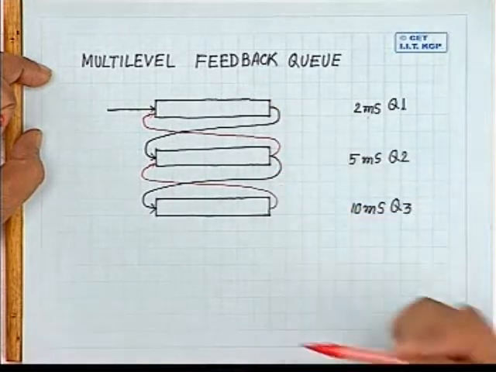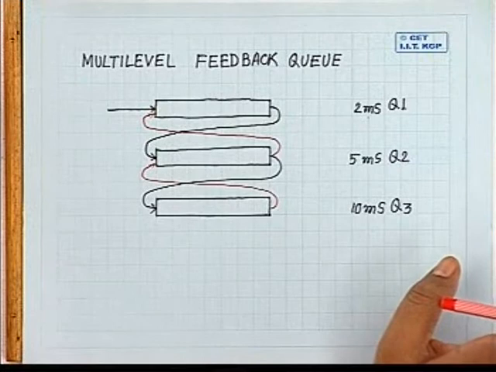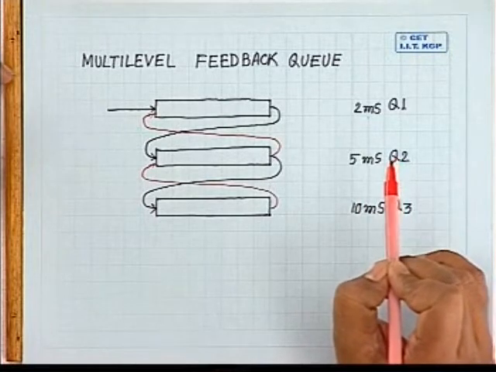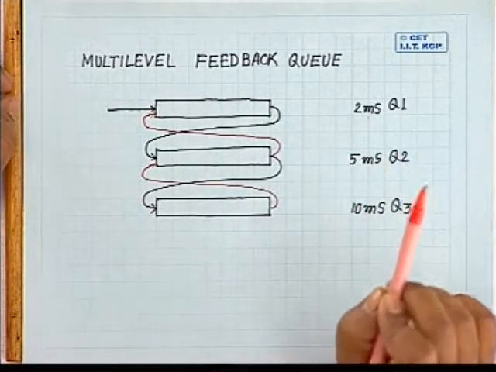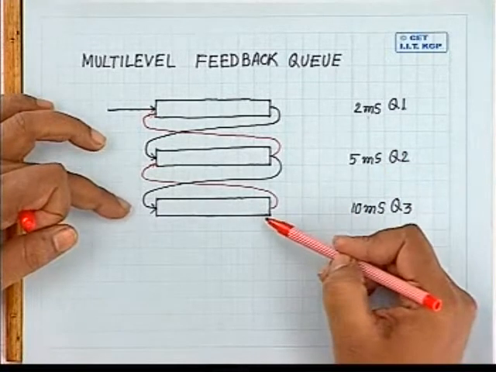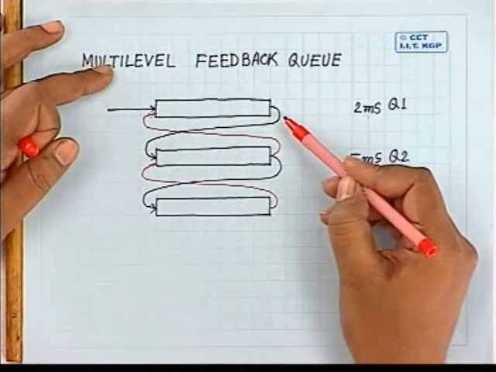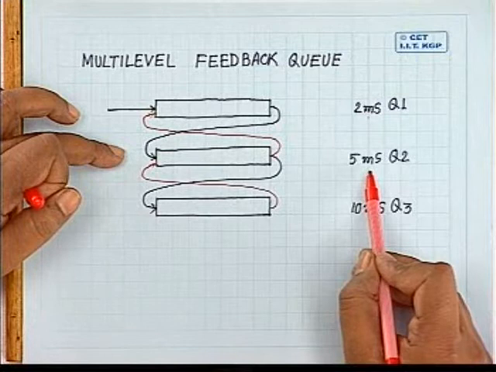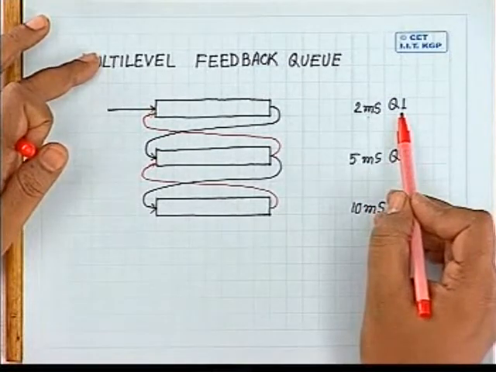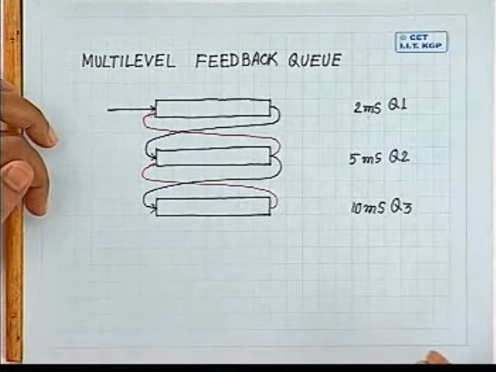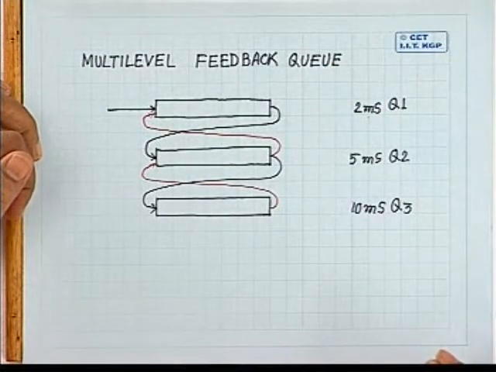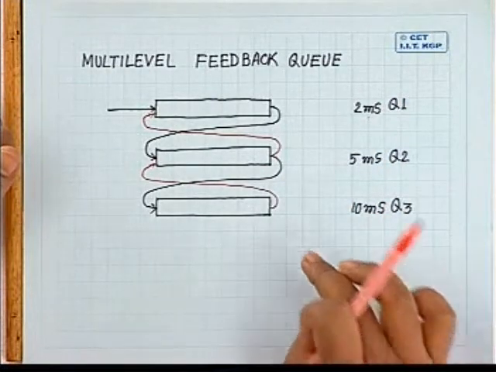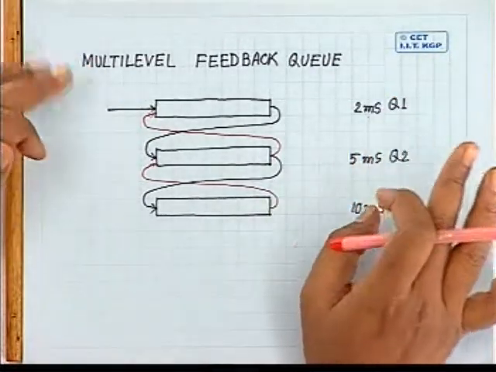See, so far as pushing down is concerned, it is very simple. At the timer interval, I just check whether there is still more time left for that job or not. But if I want to push a job upward in the queue, what I have to do is monitor this 5 millisecond, 10 millisecond, 2 millisecond to find out where to put this job. So that requires some extra processing. Right? So that is why this upward pushing is normally not used, though it can be done.